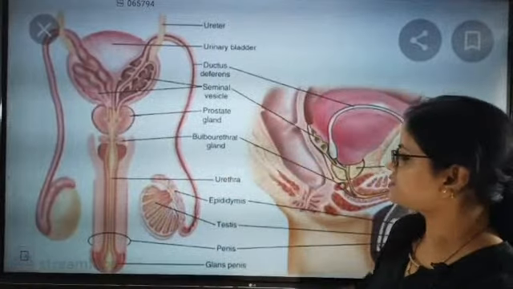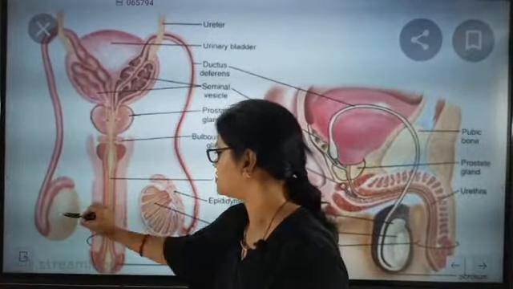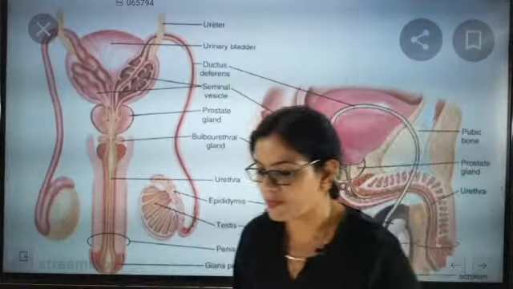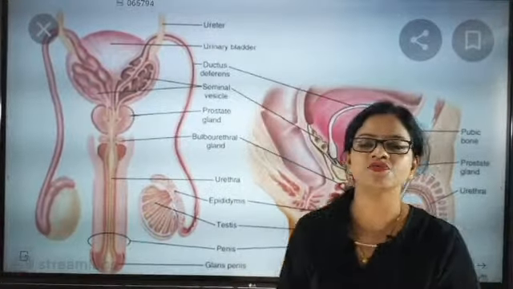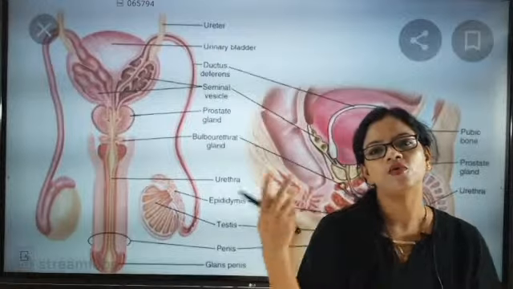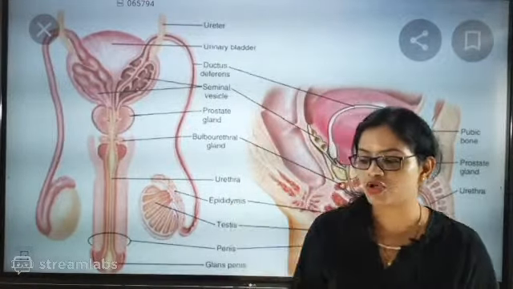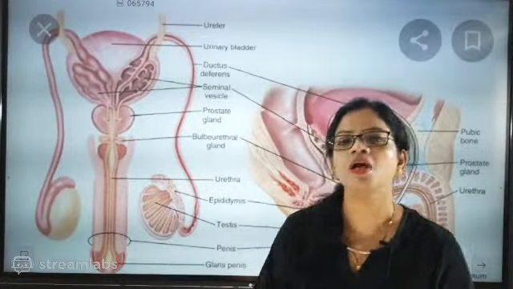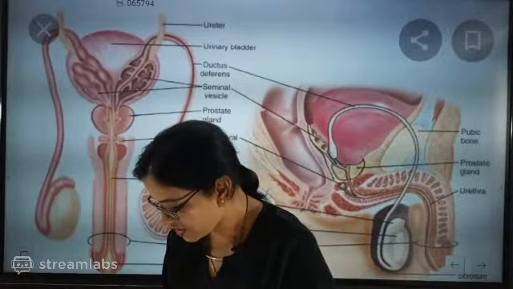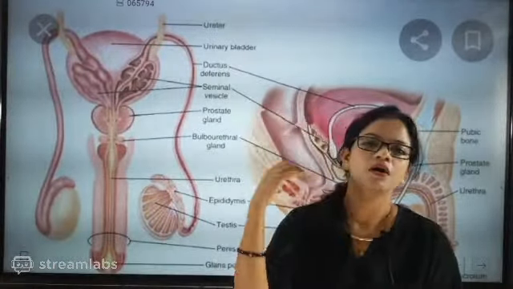One by one we are going to understand this. This is called a pair of testes. They are capable of doing two works. One is formation of sperms, and the second is formation of the male hormone called testosterone. So there are two important works of this testis.